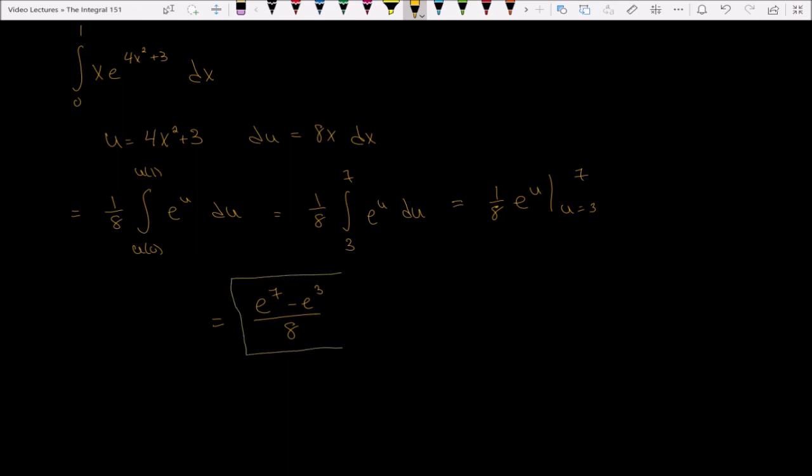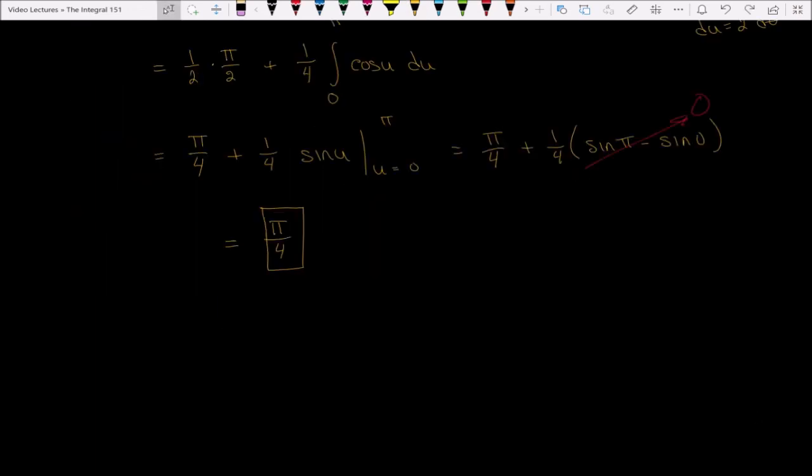You could also factor out an e cubed, but it's not really mandatory, so I'm just going to leave it like that. And that concludes this video on the fundamental theorem of calculus. In the next video in the lecture series, we will look at an application of the definite integral known as net change. I will see you all in the next video.